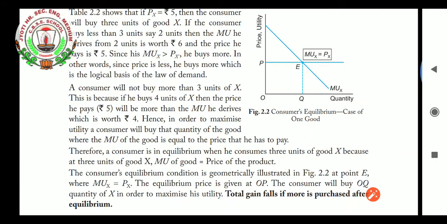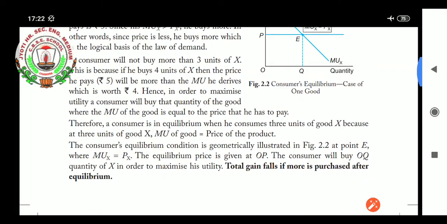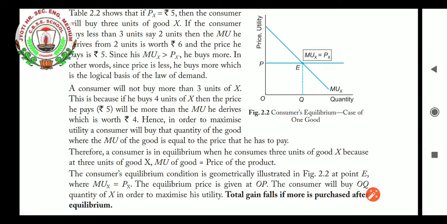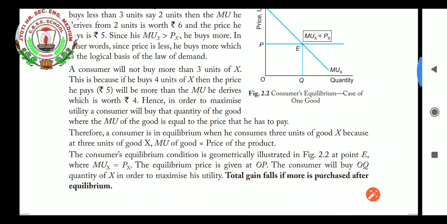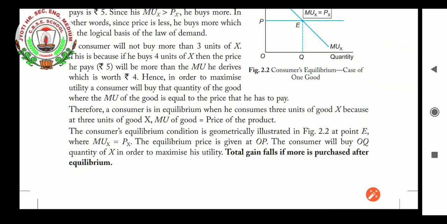A consumer will not buy more than 3 units of X, because if he buys 4 units of X, then the price he pays, rupees 5, will be more than the marginal utility he derives, which is worth rupees 4. Hence, in order to maximize utility, a consumer will buy that quantity of the good where the MU of the good is equal to the price that he has to pay. Therefore, a consumer is in equilibrium when he consumes 3 units of good X, because at 3 units of good X, MU of the good equals the price of the product.